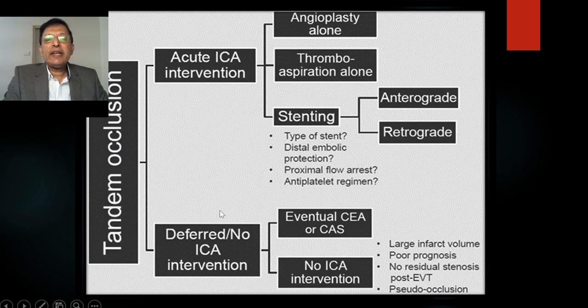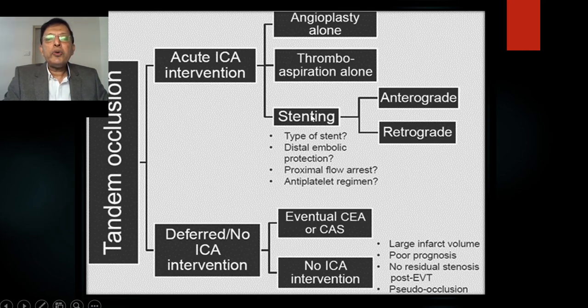So this is essentially a chart which shows the treatment options in a patient who has tandem occlusion. You can decide to treat the proximal internal carotid artery lesion in the acute stage itself by doing an angioplasty alone, just a balloon angioplasty. If there is a clot, you can do a thromboaspiration. If there is a significant clot burden, a thrombus aspiration can be done, or in the acute phase itself, consider carotid stenting.